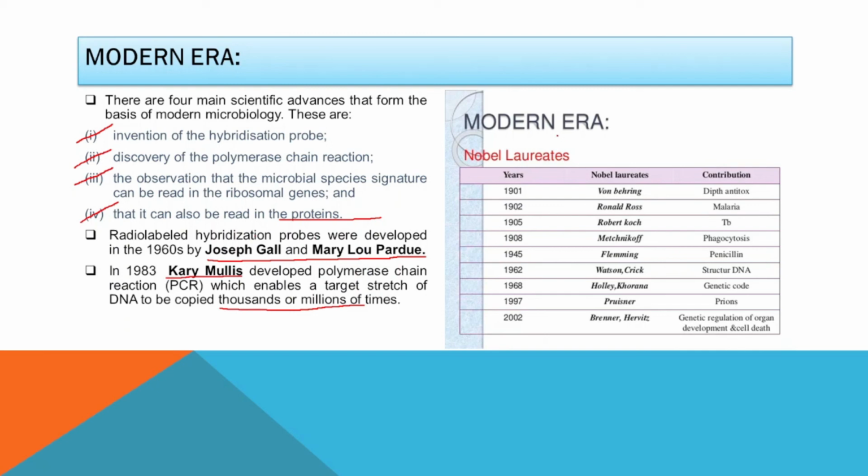I have also added some of the contributions of many microbiologists of the modern era for giving you some knowledge about them as well. For example, in 1901, von Behring won the Nobel Prize for discovering diphtheria antitoxin. In 1902, Ronald Ross, and in 1905, Robert Koch disclosed the organisms causing malaria and TB respectively and won the Nobel Prize.